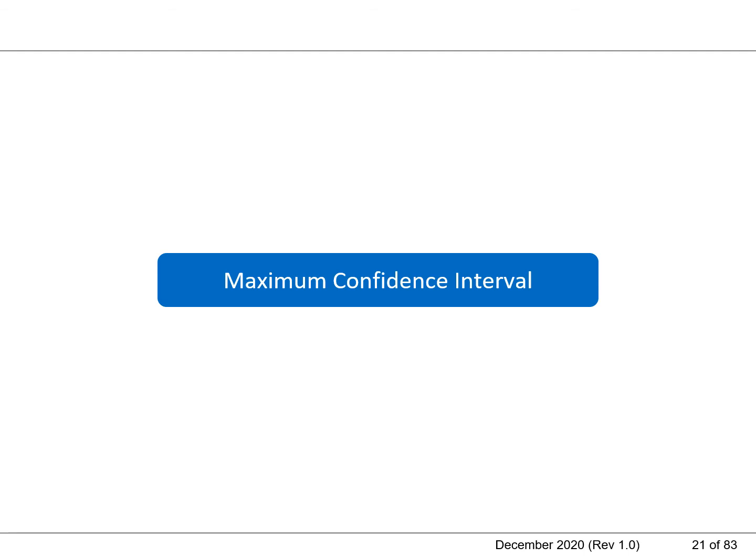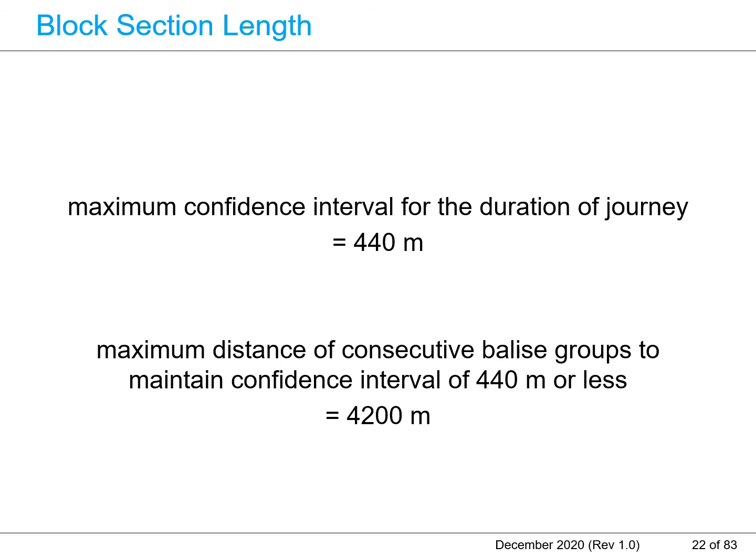Next step is to establish the maximum distance between the balise groups to meet the maximum confidence interval requirement. The UK ETCS requirements specification requires the maximum confidence interval for the duration of journey to be 440 meters. Therefore, the maximum distance of the consecutive balise groups to maintain the confidence interval of 440 meters or less is 4,200 meters.